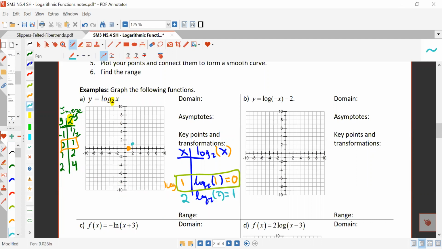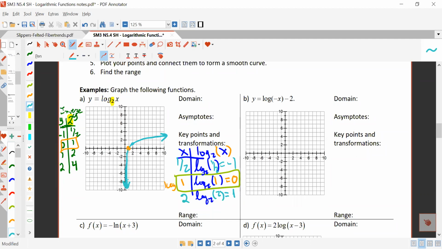And then the last one, top set, 1/2, -1. So log base 2 of 1/2. What exponent of 2 gives me 1/2 is what I'm thinking about, because logarithms are exponents. So what exponent of 2 gives me 1/2? That's -1. So 1/2 and -1, and I should be able to see my logarithmic graph. Okay.